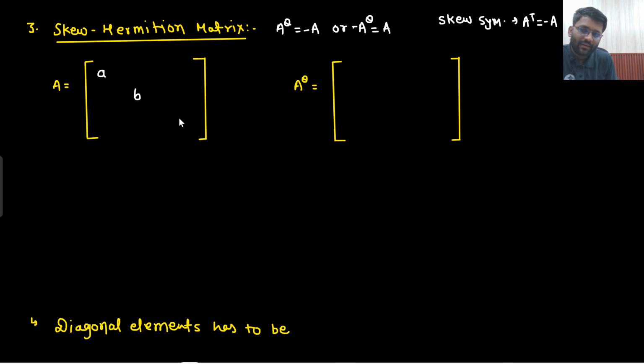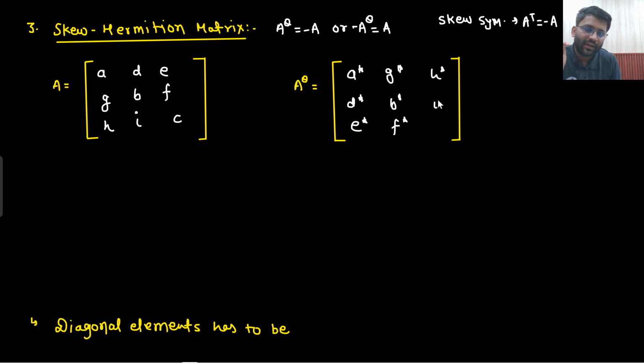A, B, C, D, E, F, G, H, I. Right? You need to take A theta. So what would that be? A conjugate, D conjugate, E conjugate, then G conjugate, B conjugate, F conjugate, then H conjugate, I conjugate, and C conjugate, right? And then multiply with the negative sign here, because minus A theta should be equated to A, no? So multiply with the negative sign here, and both should be equal.